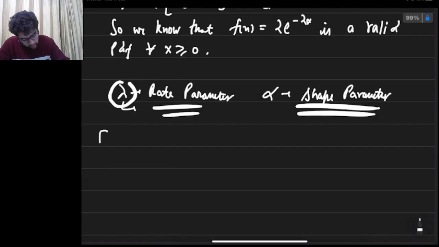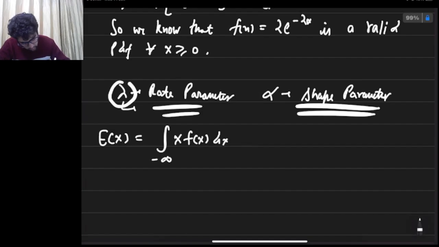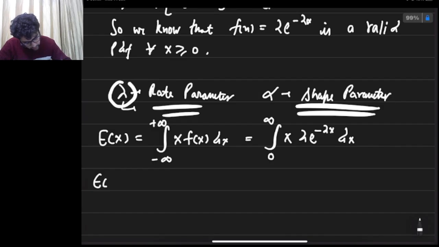So now let's find the expected value. For expected value, what do we need to do? We need to do the integral of x f(x) dx over the limits of x. Here the limits are not from minus infinity to infinity, so I'll be changing the limits and writing them as 0 to infinity. This becomes x, and f(x) was lambda e to the power minus lambda x, so lambda e to the power minus lambda x dx. Now the expected value becomes, lambda comes outside because it's a constant, the integral from 0 to infinity of x e to the power minus lambda x dx.